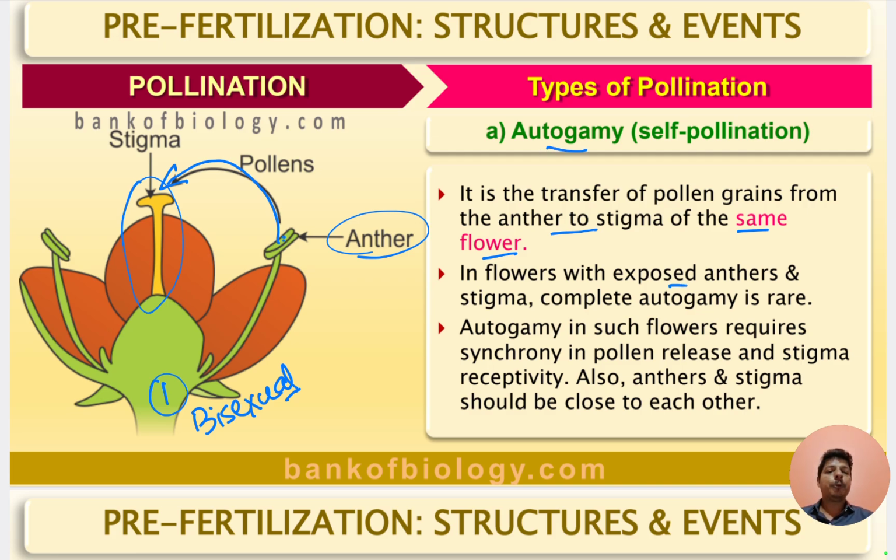In flowers with exposed anther and stigma, complete autogamy is rare. Autogamy in such flowers requires a synchrony in pollen release and stigma receptivity. Also, anther and stigma should be close to each other so that autogamy can happen.